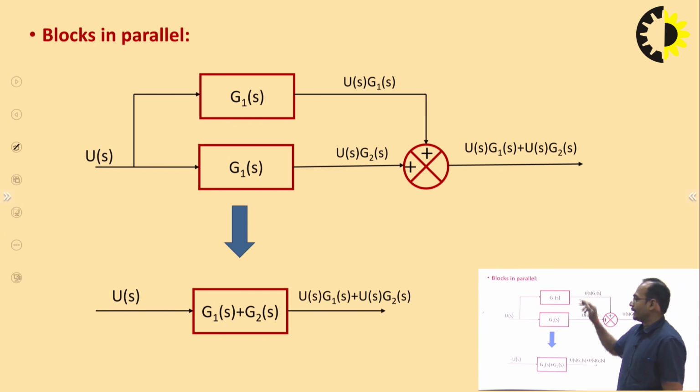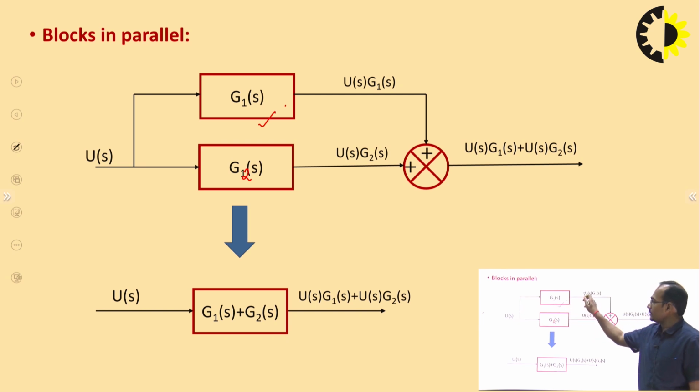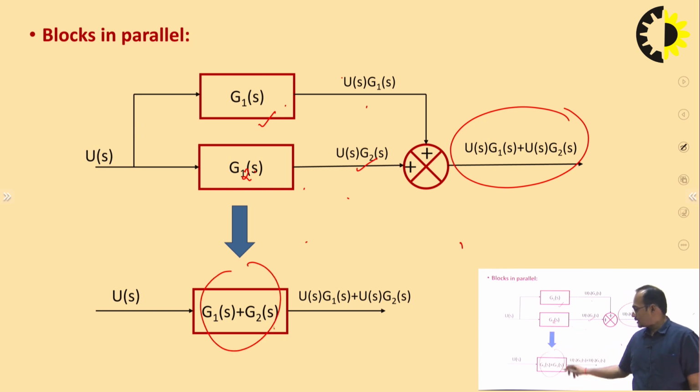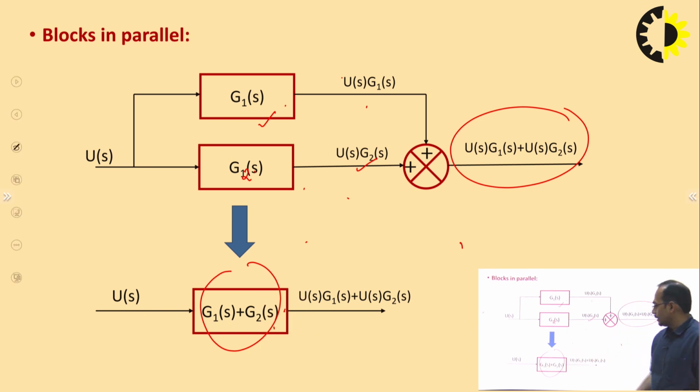Now, when two blocks are connected in parallel. Here G1(s) and G2(s) are connected in parallel. The output of this system is U(s) G1(s), and the output of this system is U(s) G2(s). So, what will be the resultant output? The resultant output will be the summation of these outputs. So, we can write the resultant block diagram like this: G1(s) plus G2(s) as the resultant gain of the parallel connection, and U(s) as the input. So, the resultant output will be U(s) times G1(s) plus G2(s).